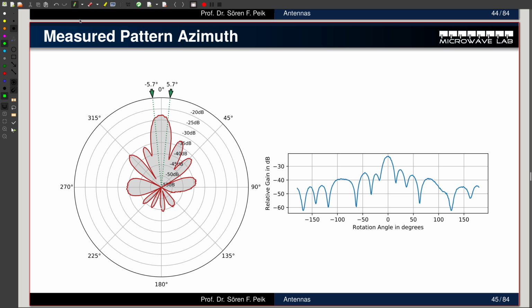It has a main direction of radiation here. Maybe let's do blue. It's the main direction of radiation, in this direction, where it radiates a lot. And then it has some other directions. For example, in this direction, it doesn't radiate anything because it's a so-called zero.